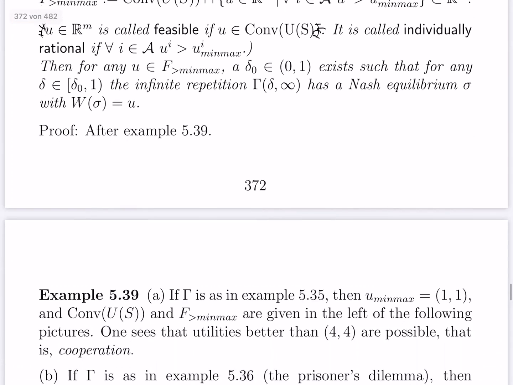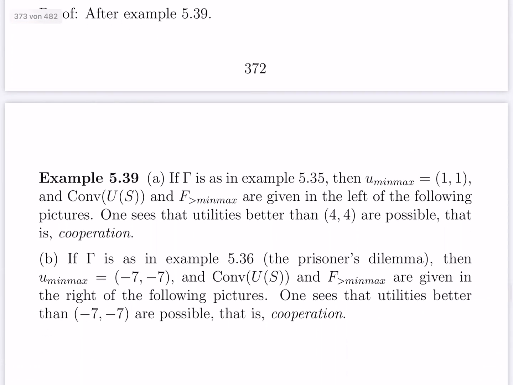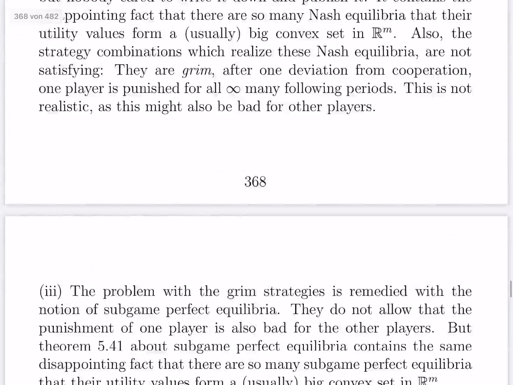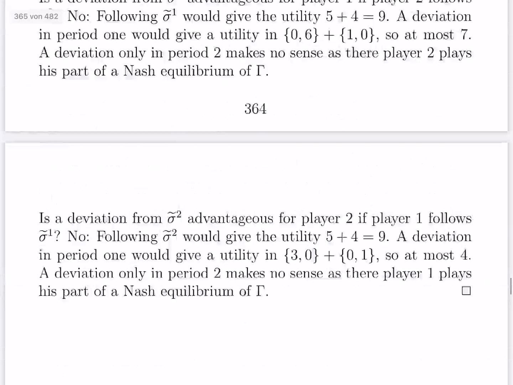So now I go to the examples. The first example is the one of Mike Felgenhauer, example 535, where we discussed the two-period repetition, and here the U min-max value is (1, 1). And now I go back to this example to show you why the min-max value is (1, 1).